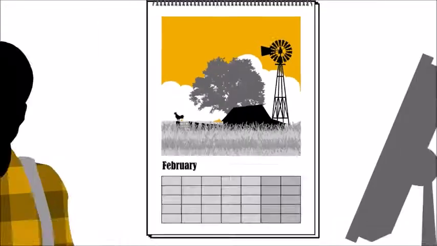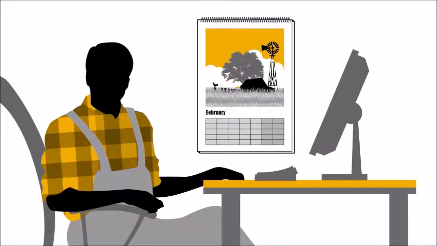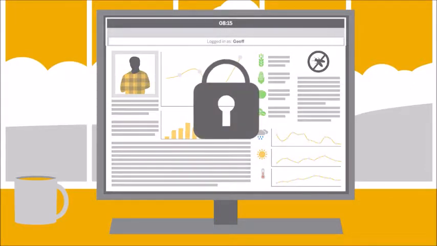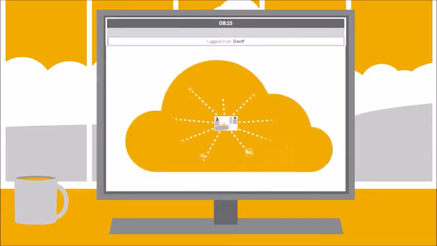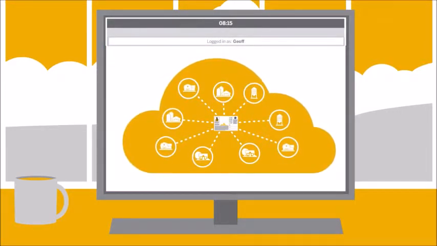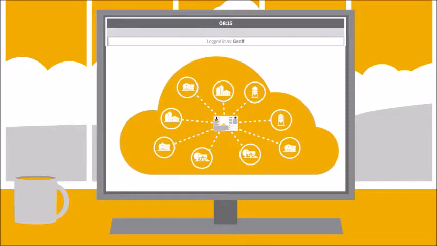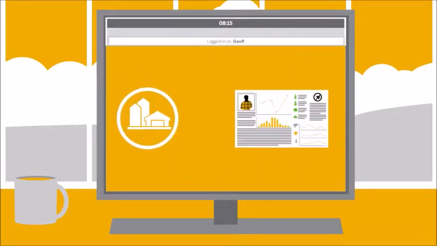Here's how it works. Jeff, our farmer, has logged on to the Precision Agriculture Hub. In the past, he was worried about his privacy and the security of his data. However, because the Precision Agriculture Hub is neutral, any doubts he has over entering his data are eliminated, as the information is only used to help suppliers provide accurate prescriptions for seed, fertilizer, and crop protection.